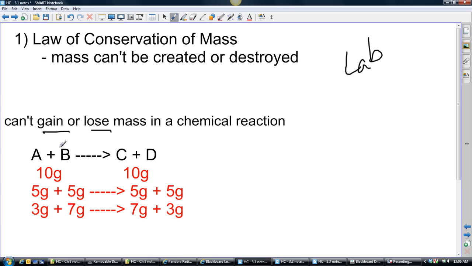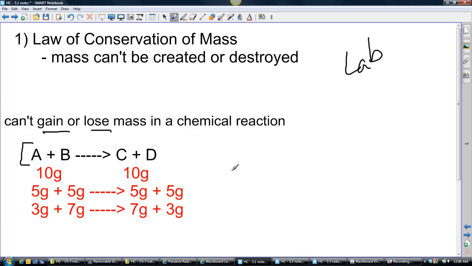So just as a simple example here, we have 2 reactants, A and B, and together they total 10 grams. And a reaction occurs, and they make chemicals C and D. Well, again, there has to be a total of 10 grams. Now, how that is divided up, there could be thousands of different combinations. 5 grams of each make 5 grams of each. 3 of A and 7 of B make 7 of C and 3 of D.